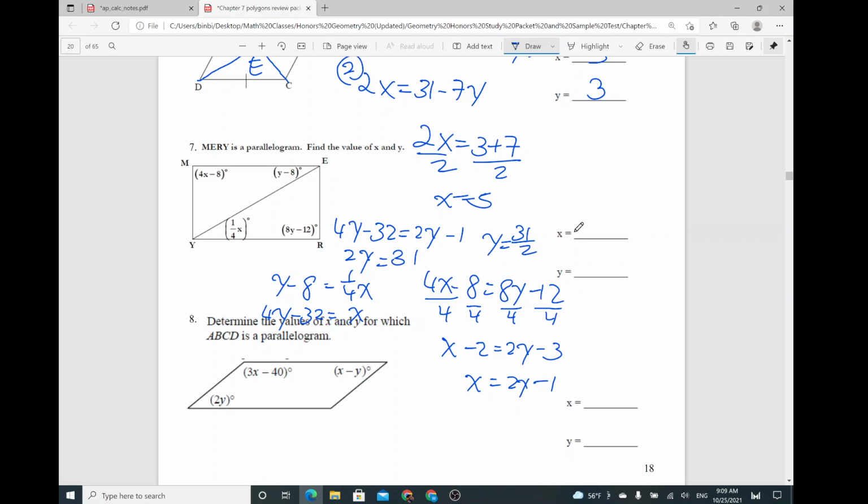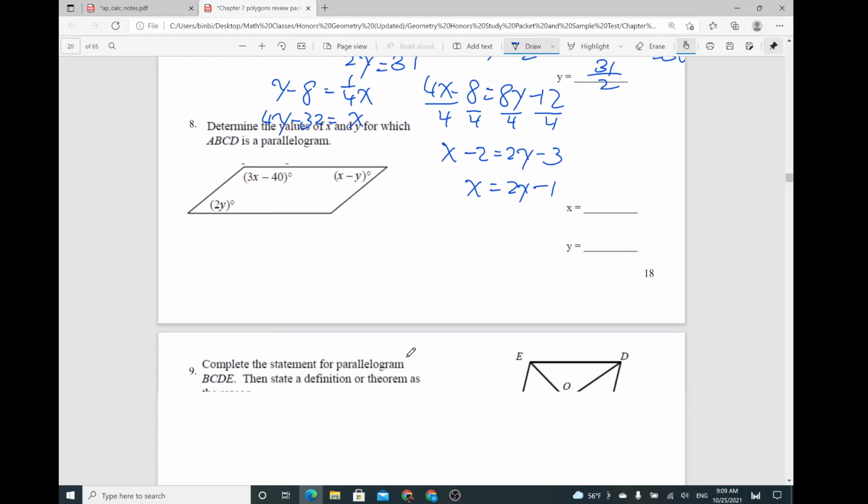And then solve for x by plugging the number back into one of the equations. So 4 times 31 over 2 minus 32. So 2 goes into 4 twice. 2 times 31 is 62, minus 32, so that'll be 30. Okay, so x equals 30, and y equals 31 over 2.